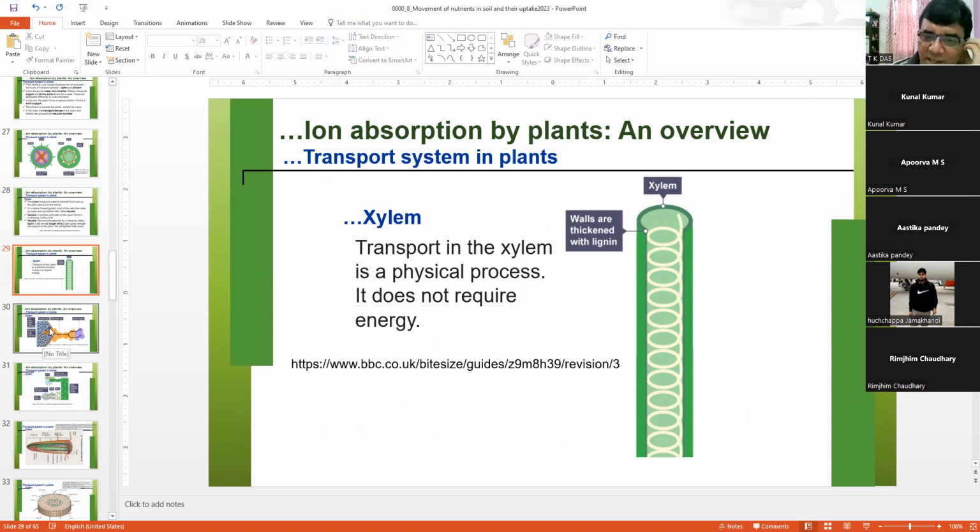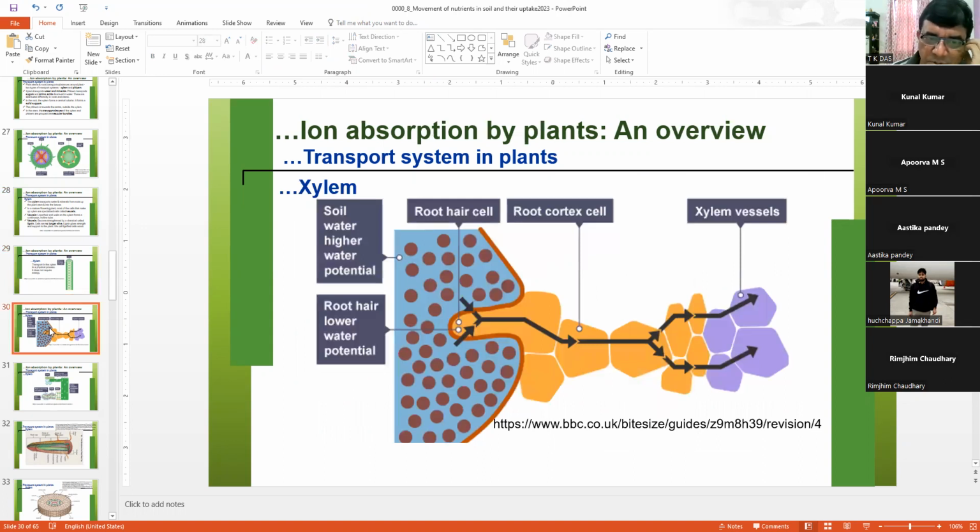To have more clarity, I wish to show you some more pictures. This is a solution, or you can say these are the molecules or nutrients. They are taken up by the root here. They pass through the different cell layers in the root, and finally they reach the xylem vessel. This is horizontal movement. In the soil water there is higher water potential, and in the root, lower water potential.